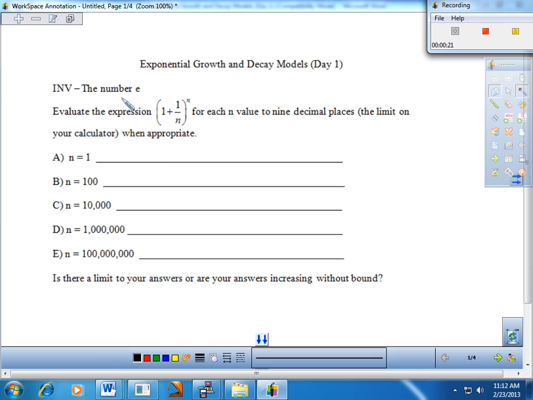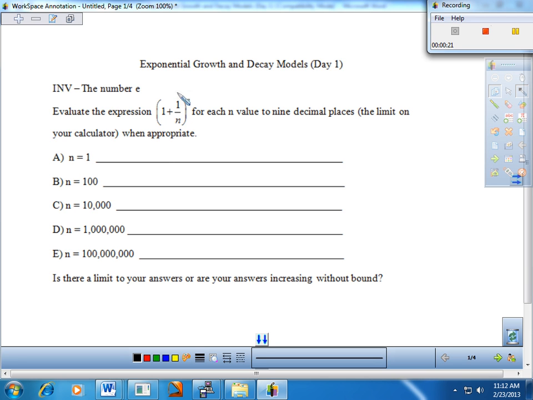The investigation is the number e, and we kind of saw the number e within the context of compound interest. And we'll go ahead and relate that to compound interest in just a little bit. But let's just do a little number crunching to kind of see this number in action. So it just says on your paper, evaluate the expression. And look at that right there. Should look vaguely familiar. Has a little context, a little background for us.